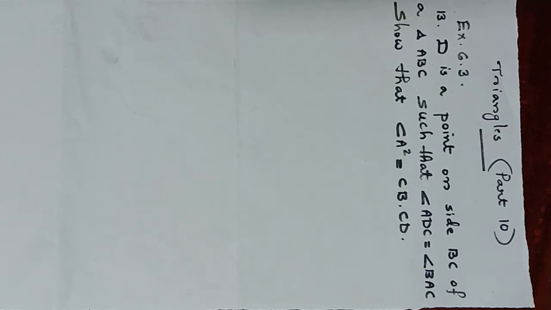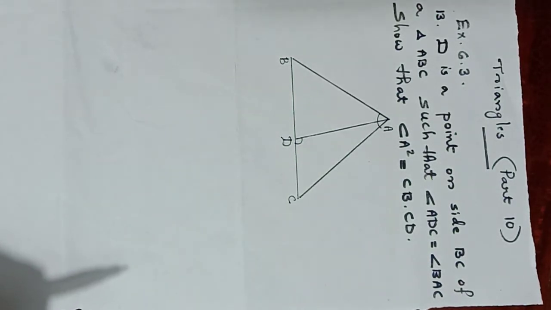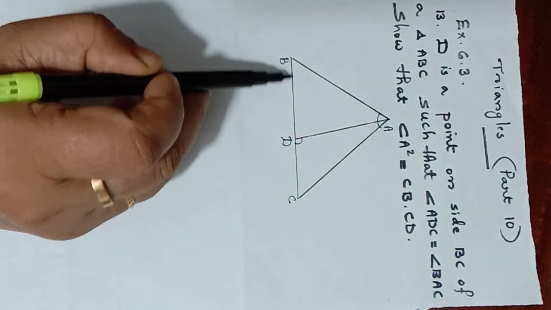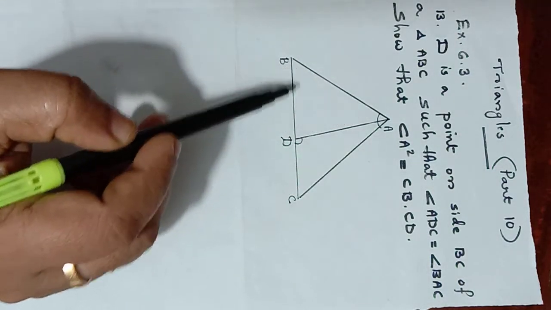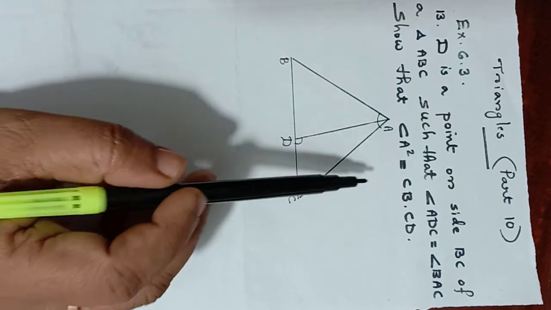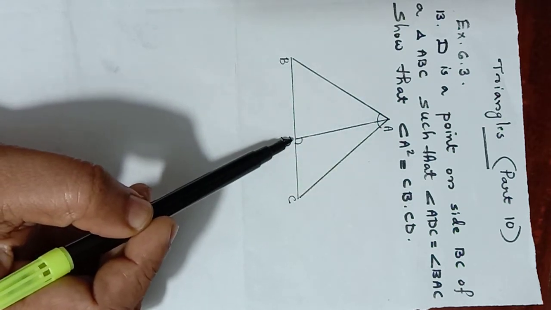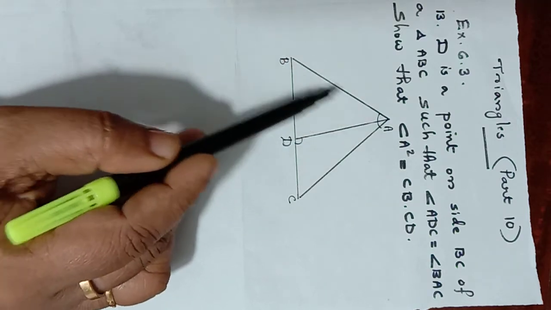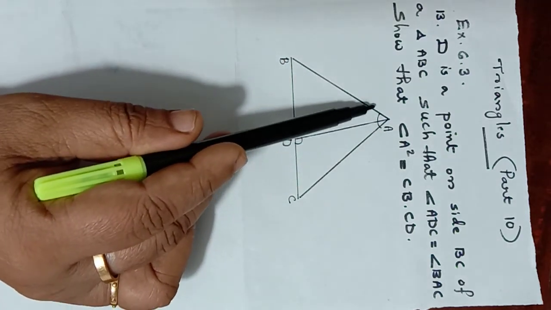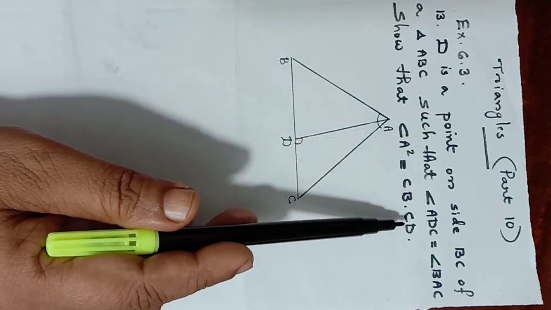Here there is no figure, so let us draw the figure. Okay, let us see the figure. Here we will read the question once more. D is a point on side BC. BC is the side of the triangle ABC. So D is a point on side BC such that angle ADC, you can see angle ADC, I have marked here, equal to angle BAC. BAC, this is the angle A. Show that CA square is equal to CB into CD.